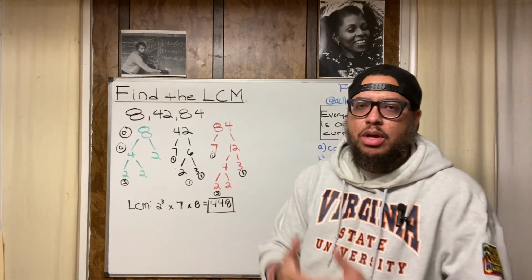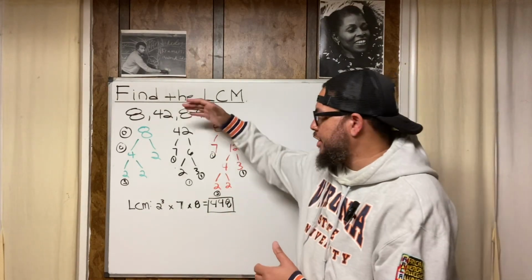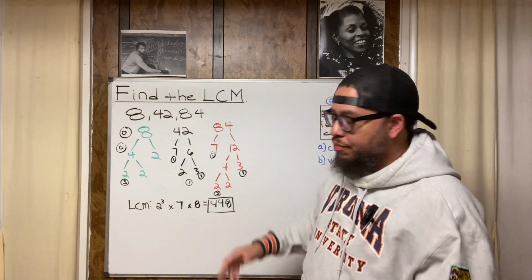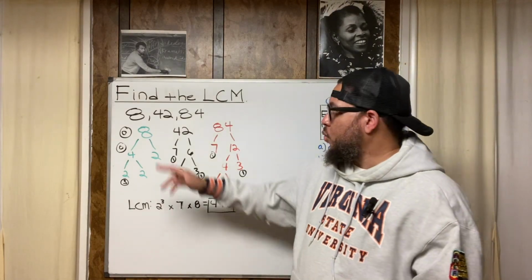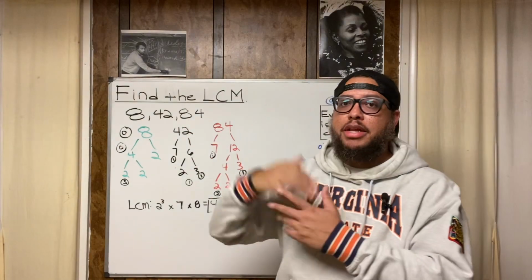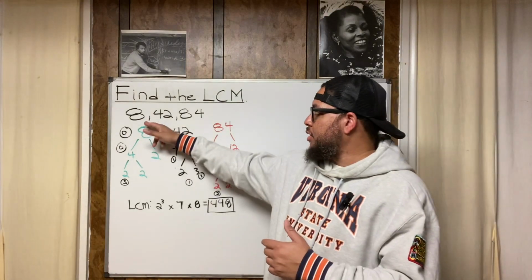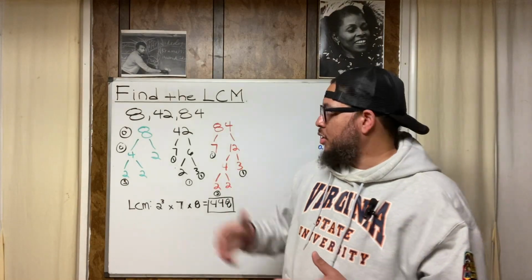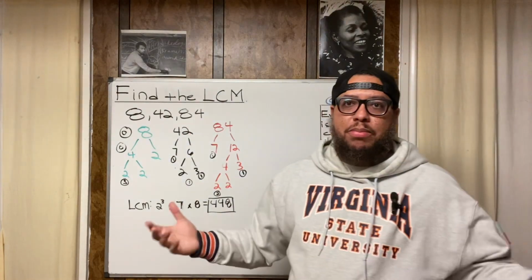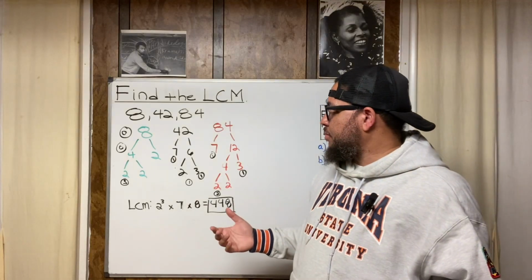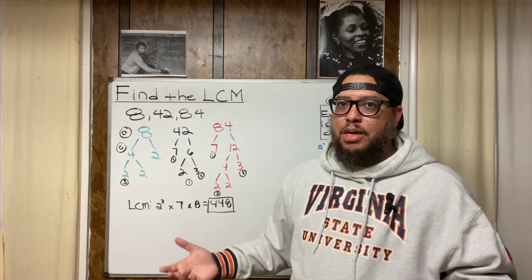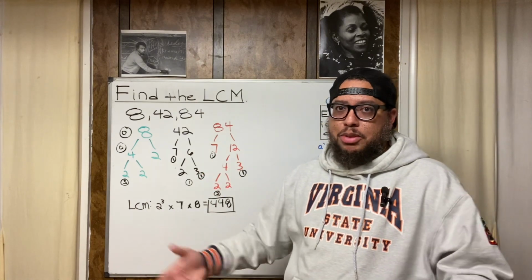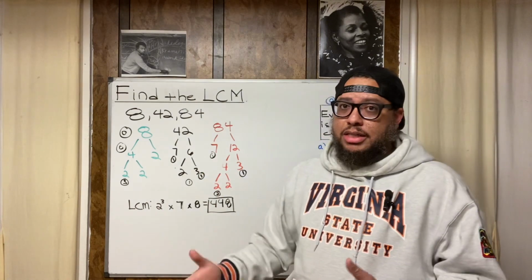Now, what does that mean, though? The LCM, what does it mean? So I showed you the steps to get it, but conceptually, what does that mean? That means that 448 is the smallest number where all three of these numbers can meet up by multiplying themselves by different whole numbers. So imagine 8, 42, and 84 were people. They're like, okay, let's link up. Where's the meetup spot?